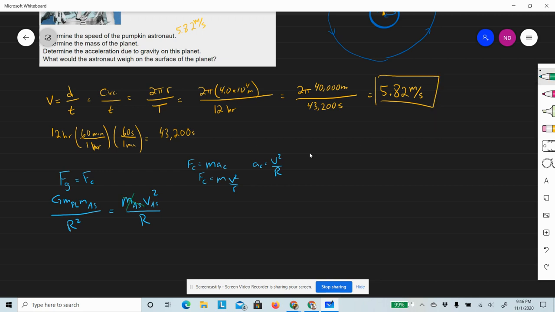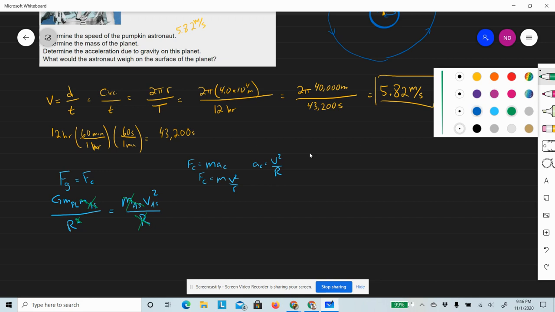Mass of the astronaut, on both sides of the equation, that vanishes. This r and one of those r's, right? That was really r times r. So that cancels out one of those r's. So that's very nice and useful.